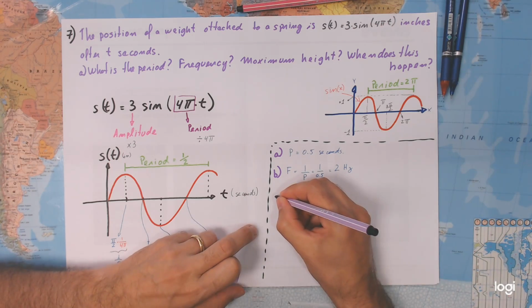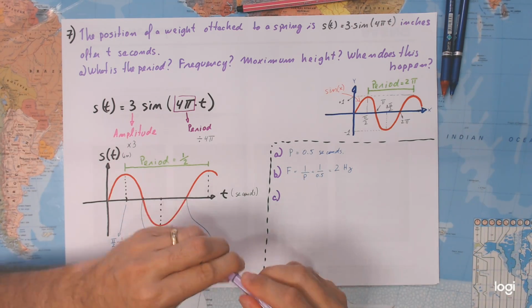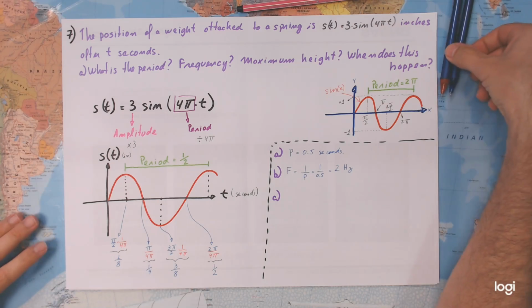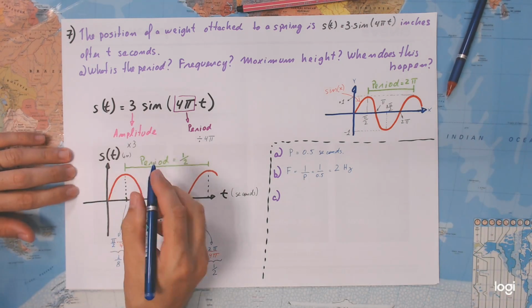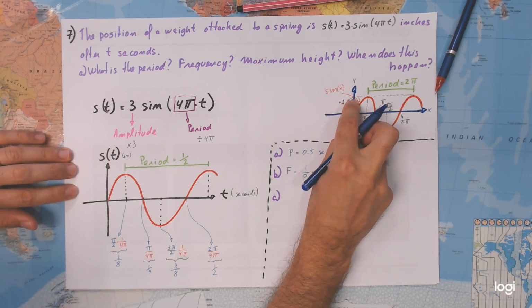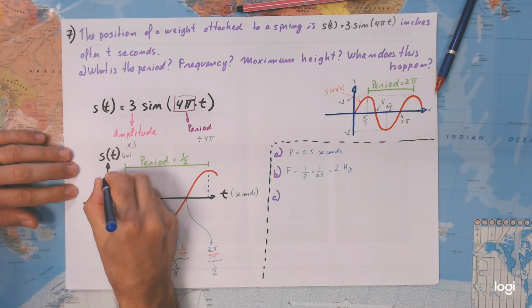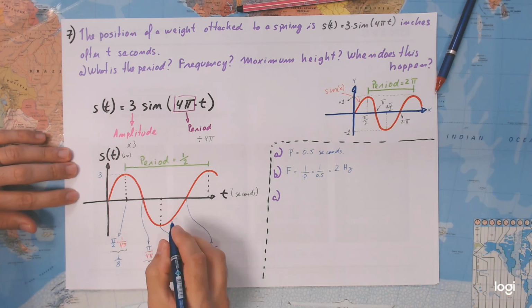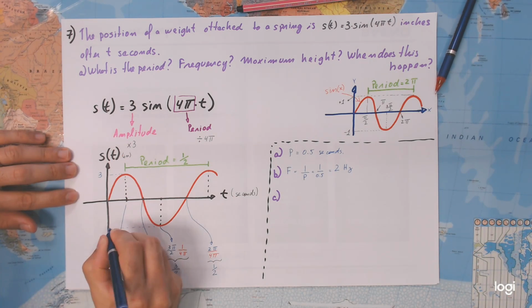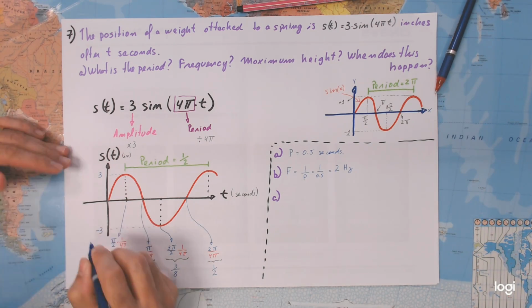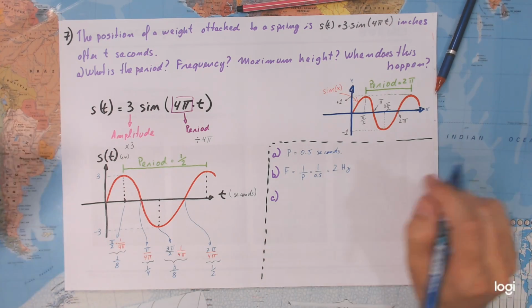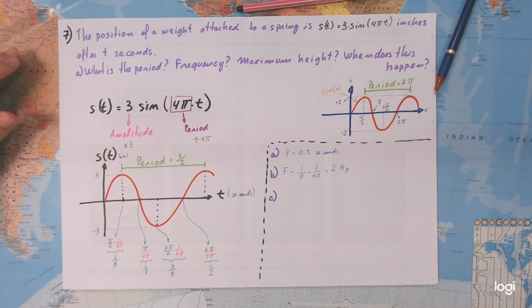Again, C, the maximum height. Oh, we just forgot. Okay, it is the amplitude. It used to be 1, right? But everything is going to be multiplied by 3. So this is a plus 3. This is a minus 3. So the maximum height it is going to reach.